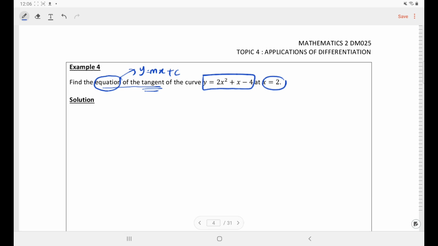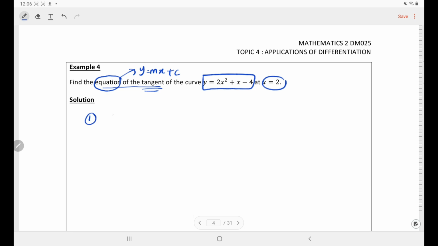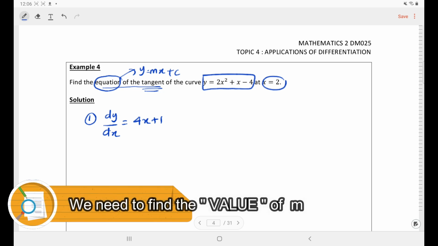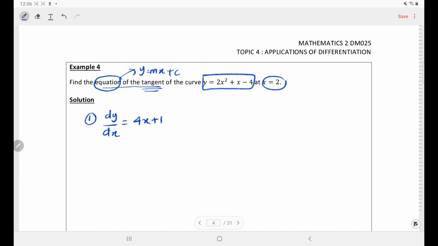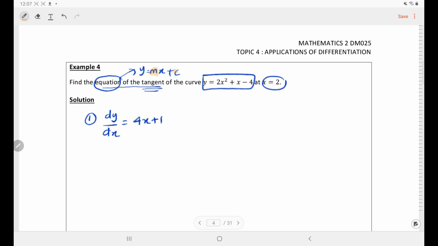Okay, jadi the first step is we need to find the gradient. Okay, so macam mana kita nak cari gradient? Kita akan buat dy over dx. Jadi kita akan dapat 4x plus 1. Okay, seterusnya disebabkan kita nak tahu nilai gradient kan, sebab kita ada kat sini, kalau saya highlight kat sini, ada dua benda yang kita cari, iaitu m dan c.